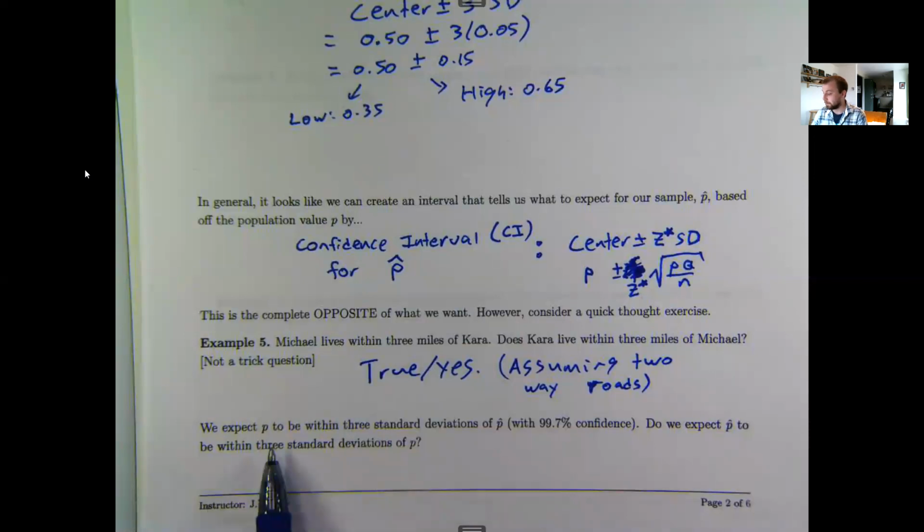We expect p to be within 3 standard deviations of p hat with 99.7% certainty. Do we expect p hat to be within 3 standard deviations of p, also with 99.7% certainty? Go ahead and pause the video and try this out, or I'm just going to doodle a little bit on the page here while you think through things. I'm going to rename things for my own benefit, try to make it easier for me. But think about this problem and see if you can come up with an answer.